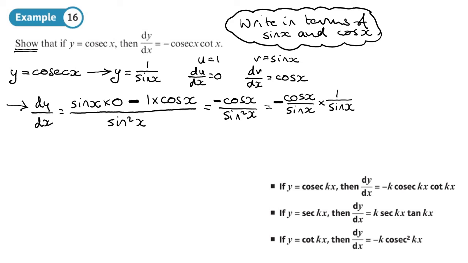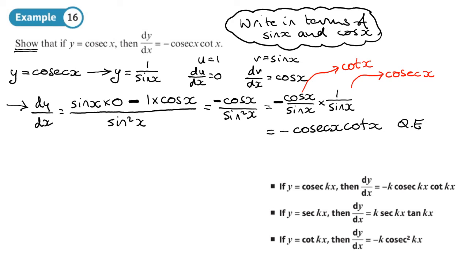So yes, the reason we did it like that is because cos over sine is cot x and 1 over sine is cosec x. So we've actually finished and we've got what's required, which is negative cosec x, if you just change the order around, cot x. So we've proved it as required. And you could do the same with proving sec x or cot x, similar proofs. Be prepared that you may be asked to do that in the exam.